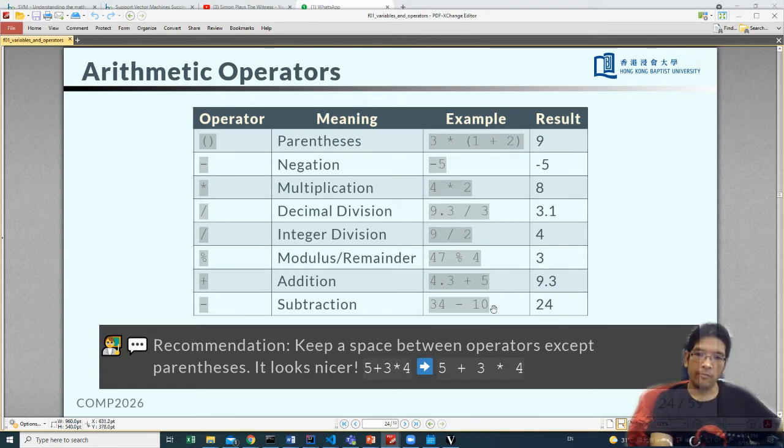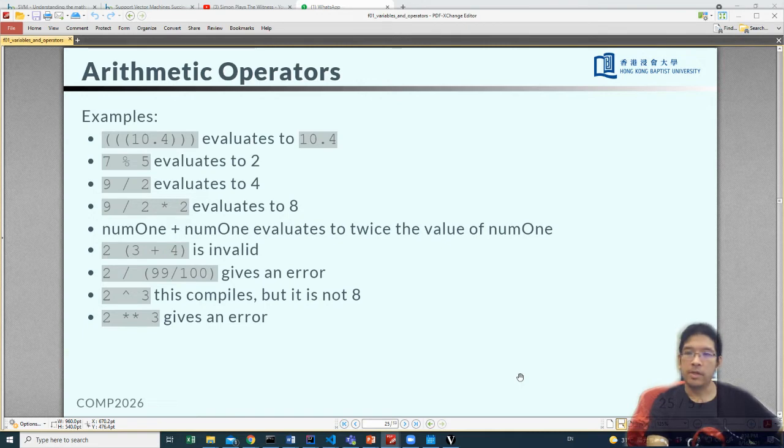It will be nice if we can keep a space between the operators and your operands, except for the parentheses. Okay, so for example, this one, we should write this way. Now, this is not mandatory, but it's a good habit we should keep. So now, these are some examples that you want to look at.